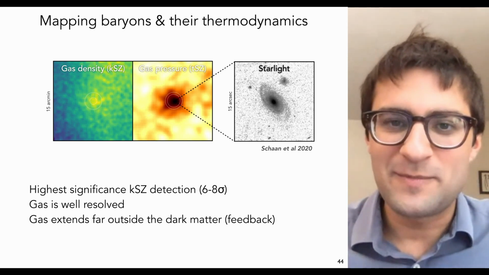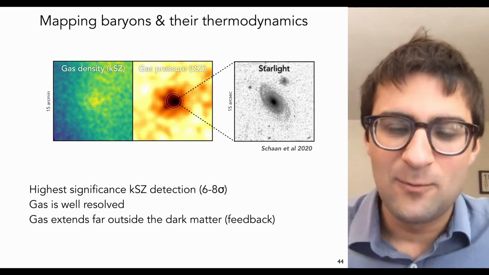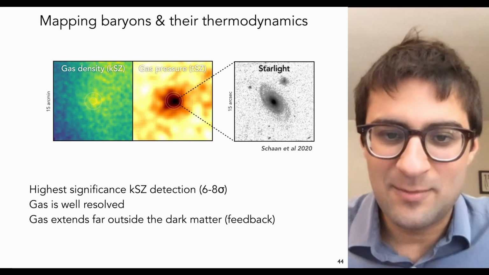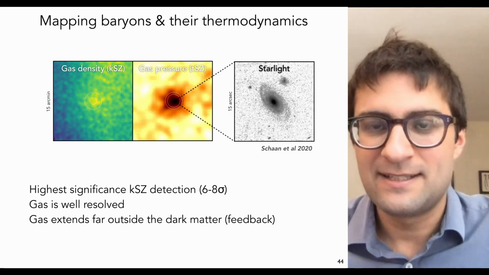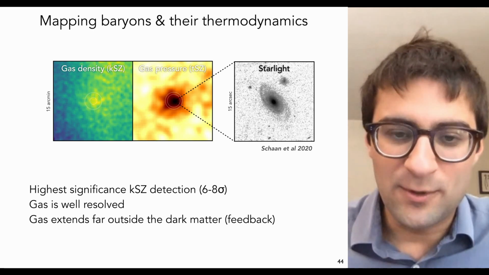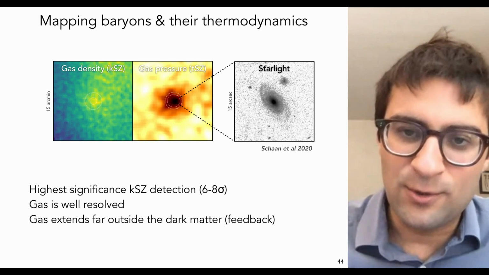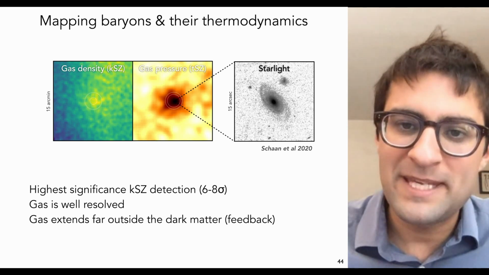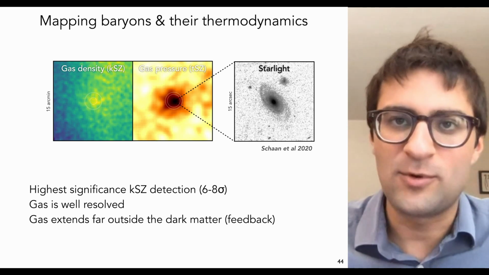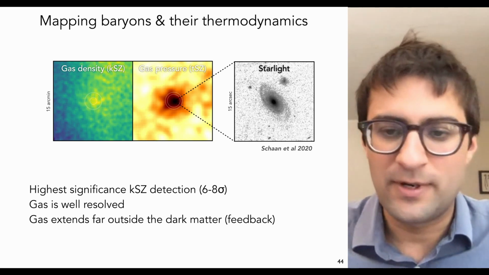And so with those measurements of kinematic and thermal SZ for the same galaxies, what we have is access to the gas density profile and the gas density times temperature, or pressure, profile. So we're able to resolve the gas well, we're able to probe its thermodynamics, and show that the gas extends way beyond the extent of the dark matter profile, so this virial radius. And this is a key input for feedback modeling.